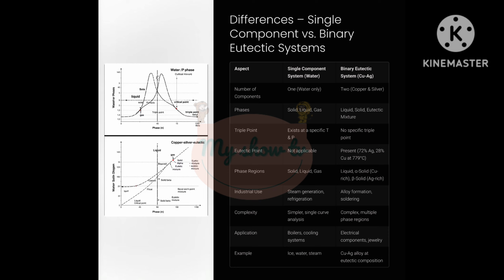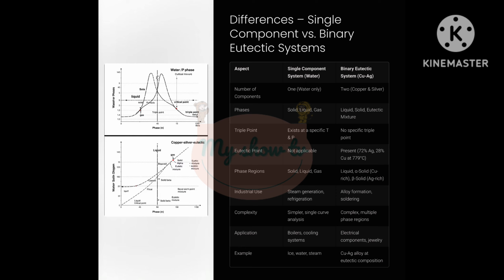Now, let's understand the key differences between a single component system and a binary eutectic system in a clear and simple way. Number of components. In a single component system, we deal with only one substance, like water. In a binary eutectic system, we consider two components, such as copper and silver. Phases present. The single component system shows three basic phases: solid, liquid, and gas. In a binary eutectic system, we see multiple phases, including two distinct solid phases and a liquid phase.